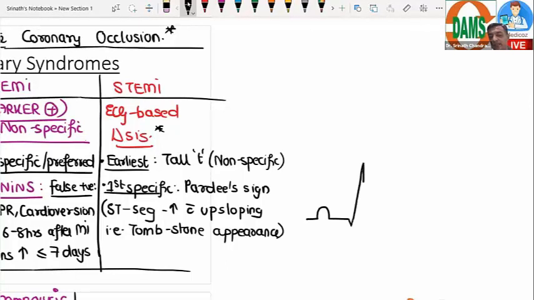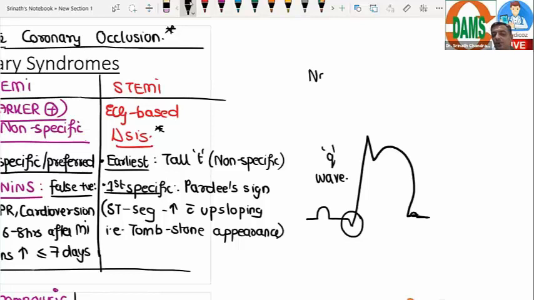So you will see here that the tombstone appearance will be present on the ECG, upsloping. I can make it a little more prominent, just for your understanding. What will you see? The Q wave is still small, because there is no infarct yet. It has come in the acute phase of MI.